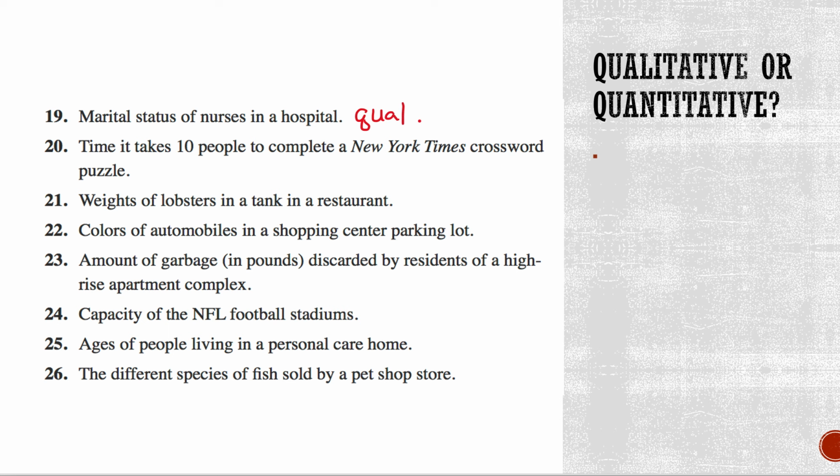The time it takes 10 people to complete a New York Times crossword puzzle. Time would be 30 minutes, 50 minutes, whatever the case may be. That would be a number. So I'm going to do quantitative. The weights of lobsters. Right, again, weight is going to be a number, so quantitative. The colors of automobiles in a shopping center parking lot, not numerical. Color is not a number, so I'll do qualitative.